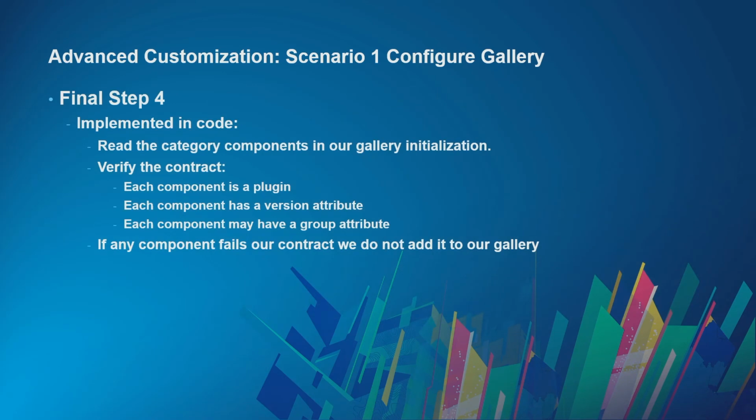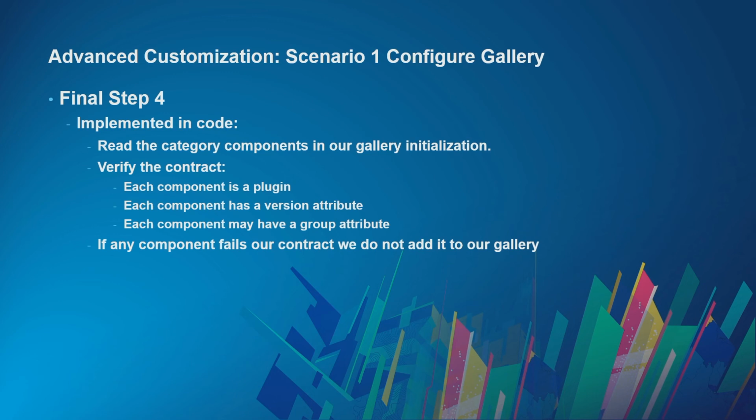So now we have defined a new category. We have designed our category requirements, and we have registered our category components. The final step, step 4, is implemented in code. We have to read and load our category components. This is done when we initialize our gallery.